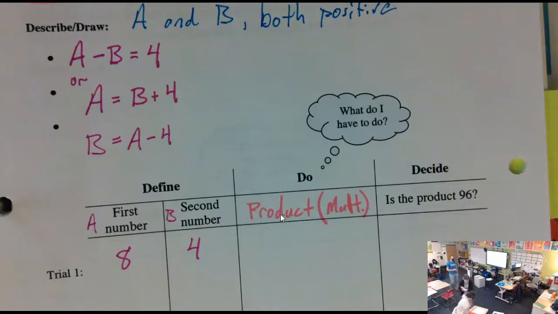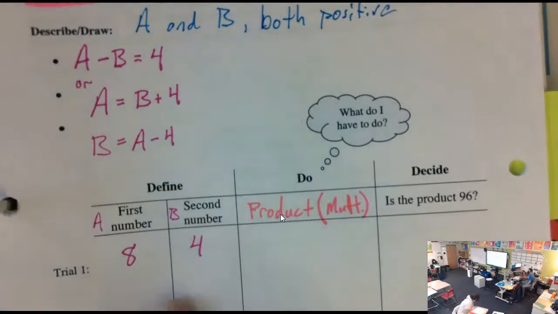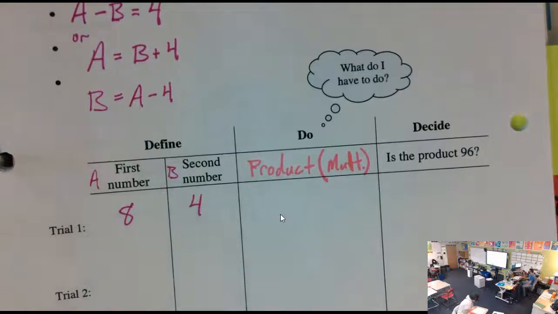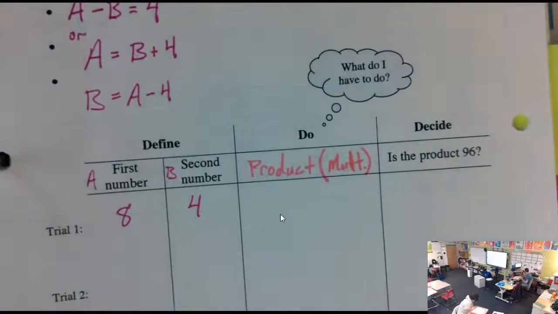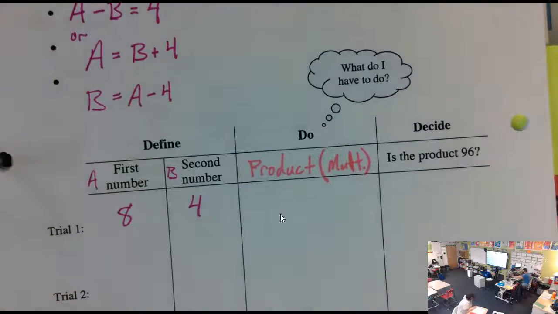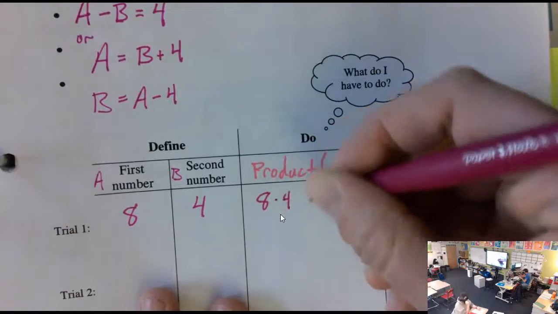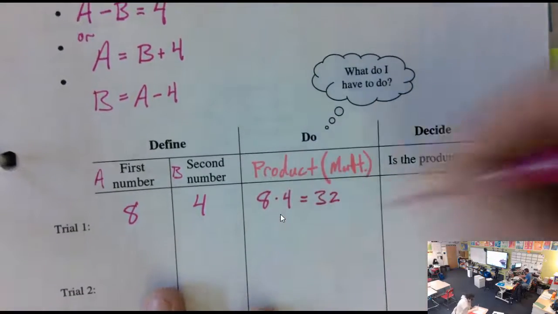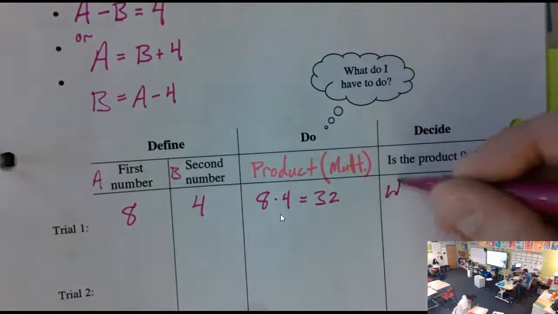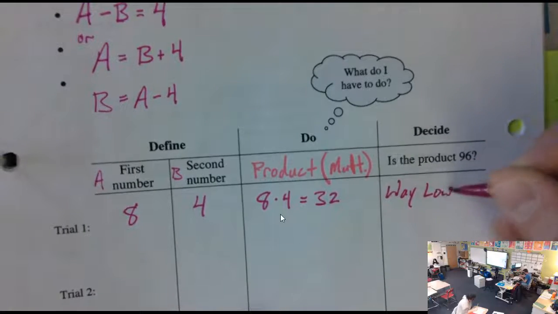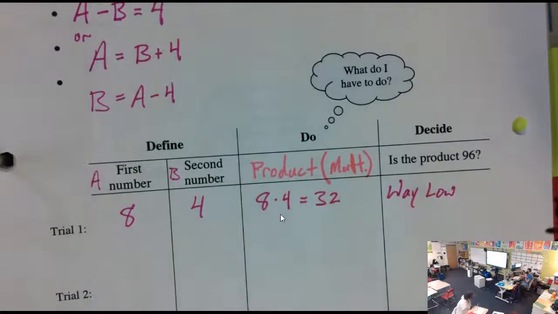It doesn't matter which number is bigger. It really doesn't, whether A is bigger or B is bigger. But how I wrote this, my A is bigger. So when I go to check, I do 8 times 4 and I find out this is way too low. Way too low. So we're going to adjust up by a good amount.